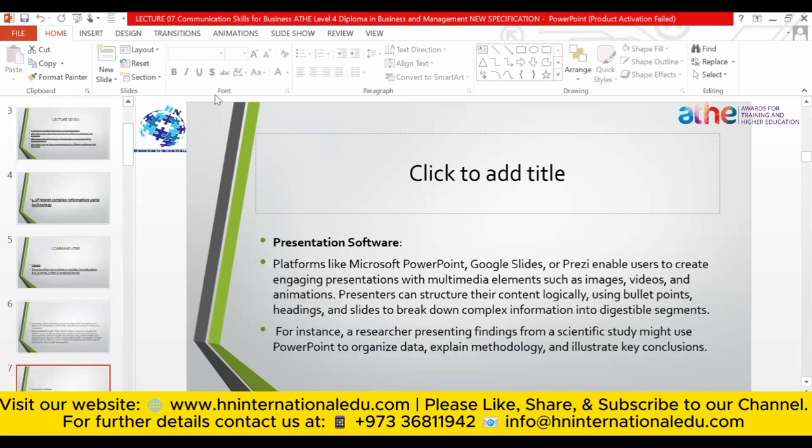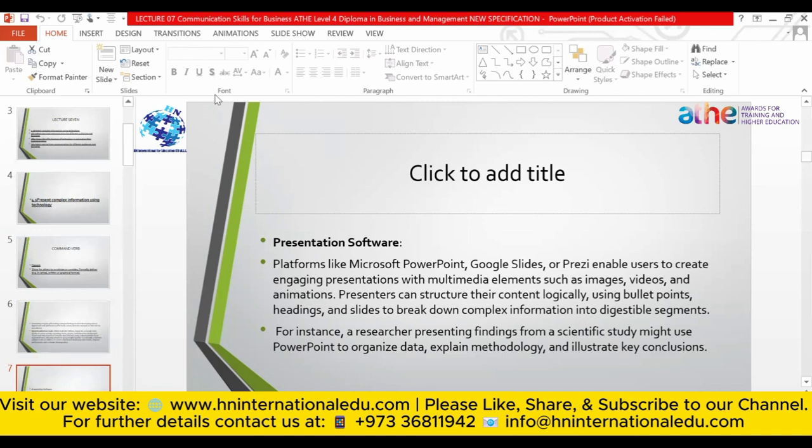Then we have presentation software. Platforms like Microsoft PowerPoint, Google Slides, or Prezi enable users to create engaging presentations with multimedia elements such as images, videos, and animations. Presenters can structure their content logically using the bullet points, headings, and slides to break down complex information into digestible segments, the way we are presenting you at the moment. That is the presentation software, and we are using PPT.